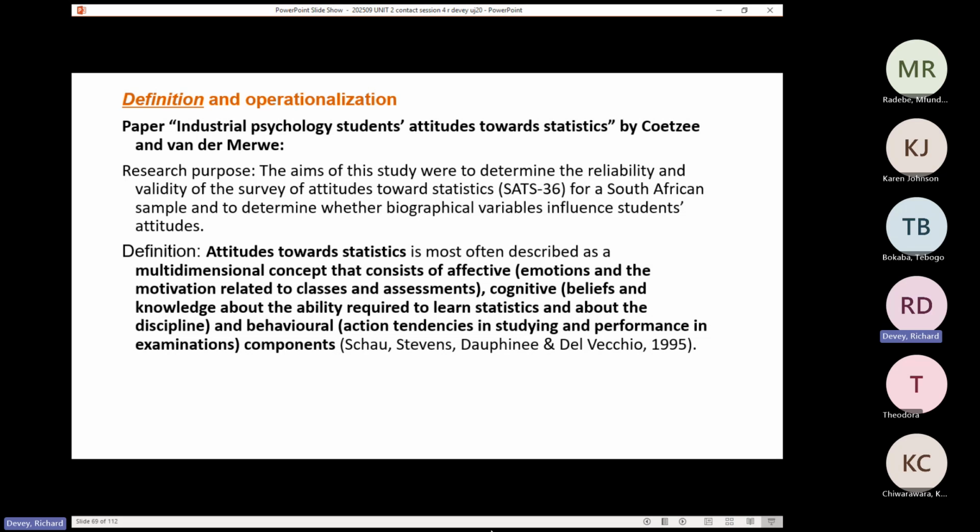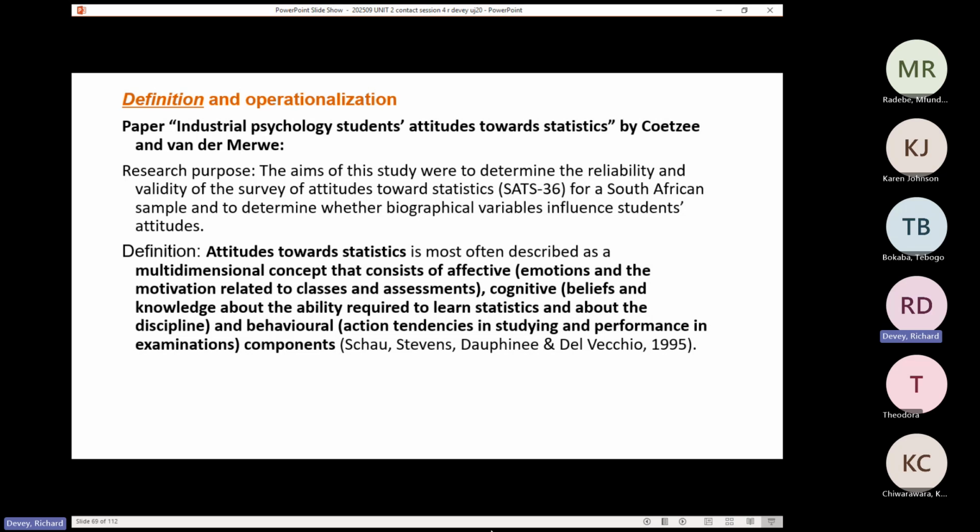Affective is emotions and the motivation related to classes and assessments. So it's the emotional reaction that the student has to having to do statistics. Some people might be scared of statistics. Other people might be enthusiastic about statistics. So there are different emotions that people might respond with in terms of statistics.